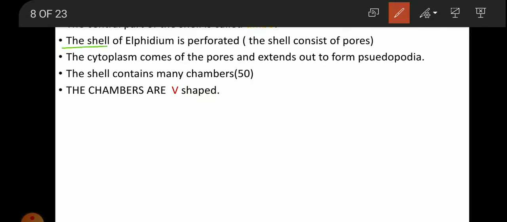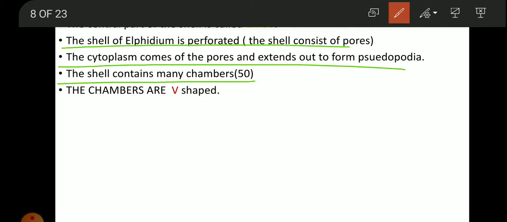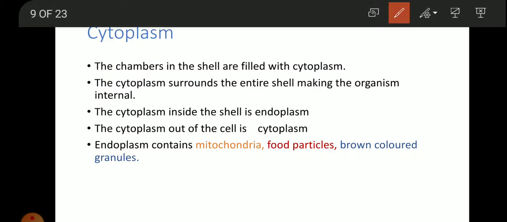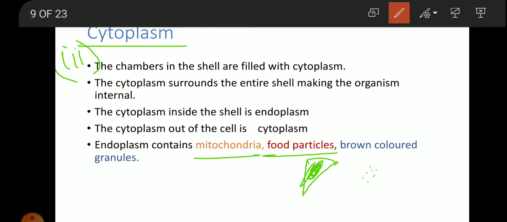Whatever I am giving you, I'll be providing you a PDF. From there, you can write all this matter. So the cytoplasm is the third most important morphological feature of Elphidium. As I told you earlier, these chambers will be having some cytoplasm. Inside the cytoplasm we'll be seeing the nuclei, some mitochondria, and food particles. The chambers in the shell are filled with cytoplasm. The cytoplasm surrounds the entire shell, making the organism internal.